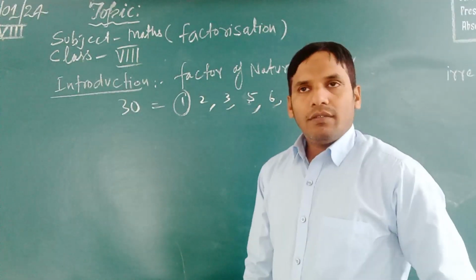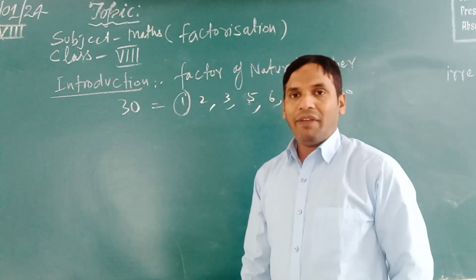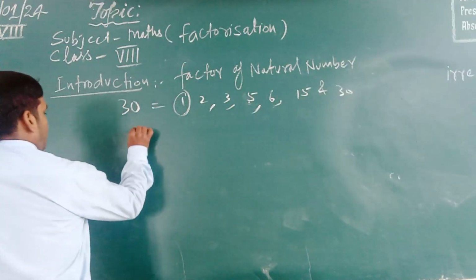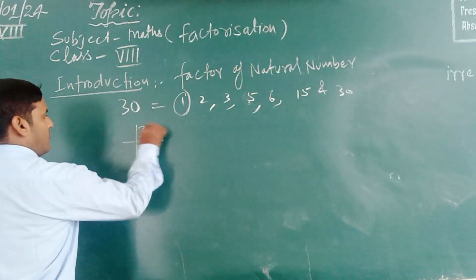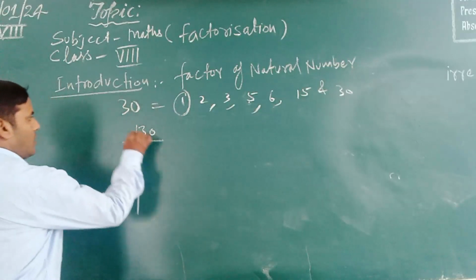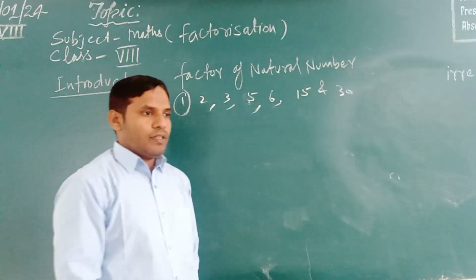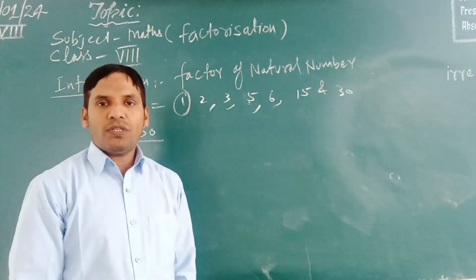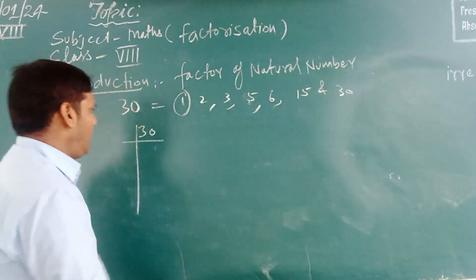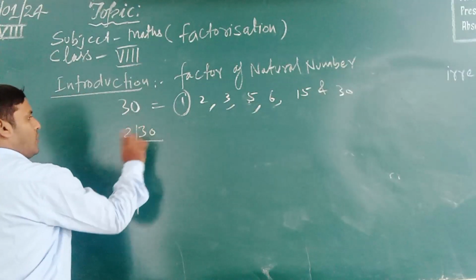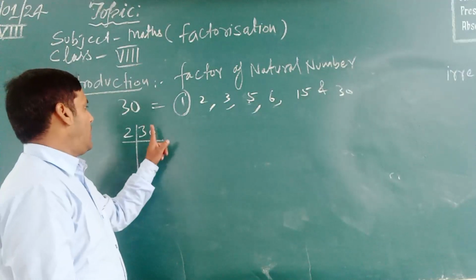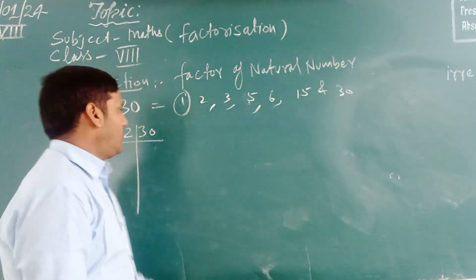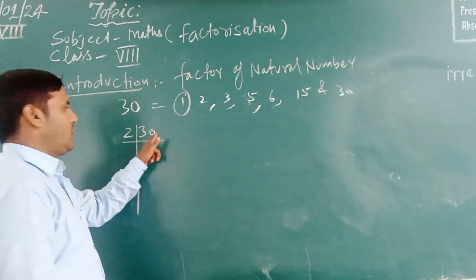That means a factor is a number by which the given number is divided. Okay, but we will discuss the prime factorization. What is prime factorization? Suppose 30 is the number. If you want to factorize it, first you should check whether the number is divisible by the smallest prime number. We consider 2 the smallest, because if the unit place of any given number is 0, 2, 4, 6, 8, we can say that number is divisible by 2.